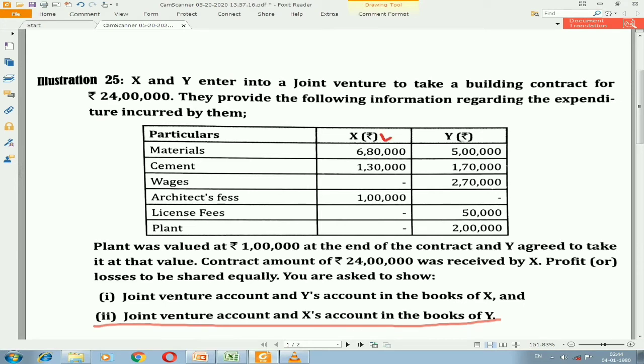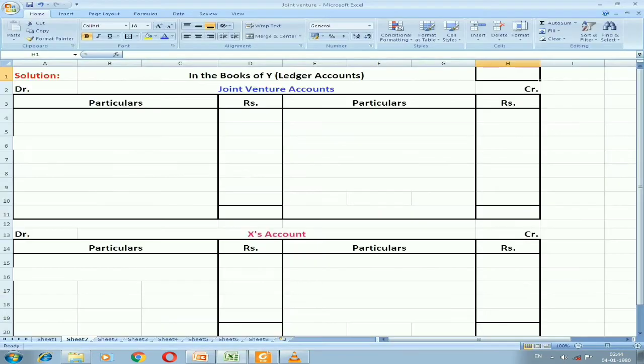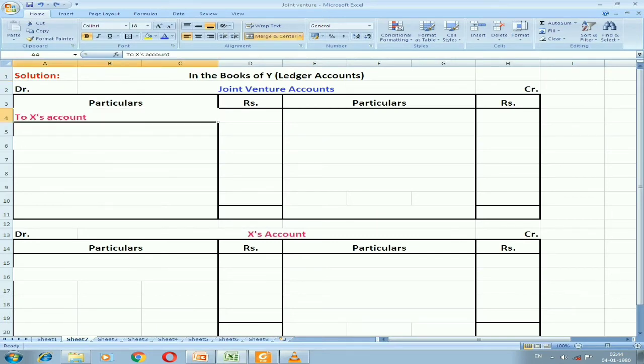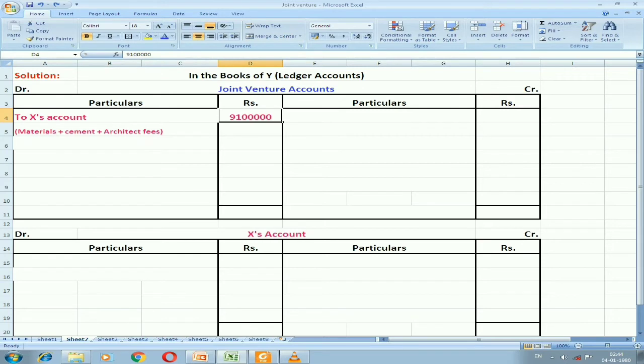So let us start by taking the expenditures first. Expenditure related to X, let us take that: material, cement, as well as architect's fees. We can take these in the name of X account because we are preparing in the books of Y. So we can take it in his name, to X account. All the expenditures I have added total 9,10,000.